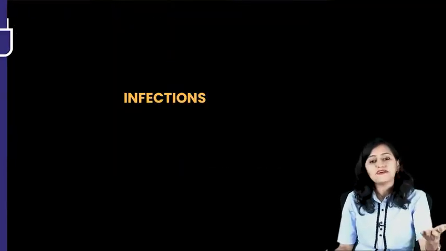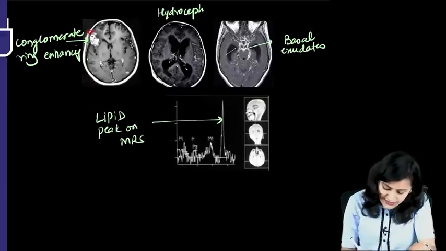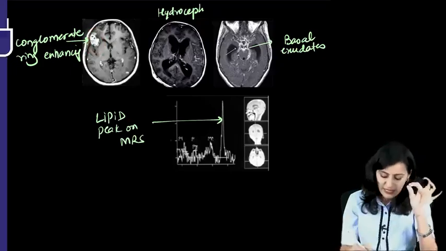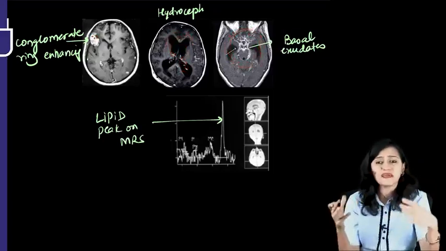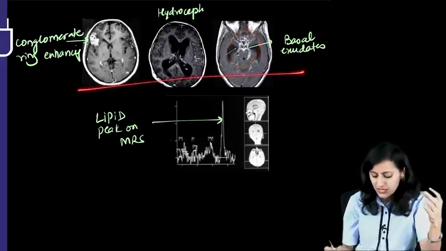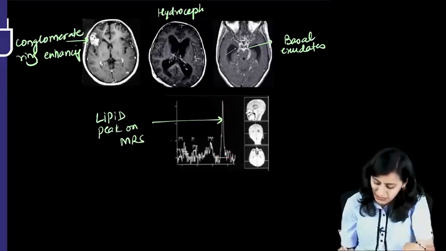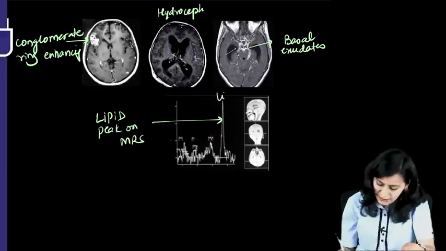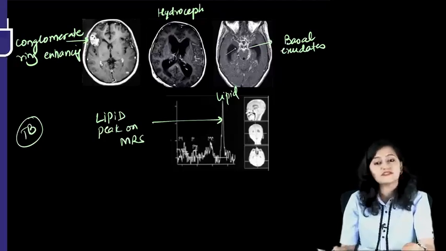Right. Now going to infections. Infections in the brain. Now what we are seeing here is these conglomerate lesions with the ring enhancing pattern. There is this hydrocephalus. There are these basal exudates, the thick meningeal enhancement, that is features of meningitis. So all these put together along with this lipid peak at around 1.3 ppm on MR spectroscopy, that is before NAA, that is the lipid peak. All these are features of TB.